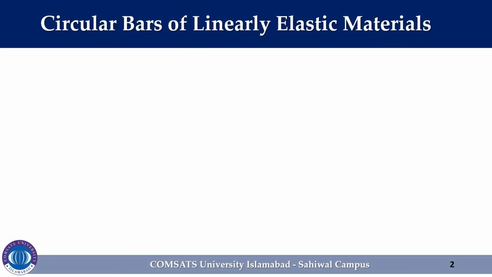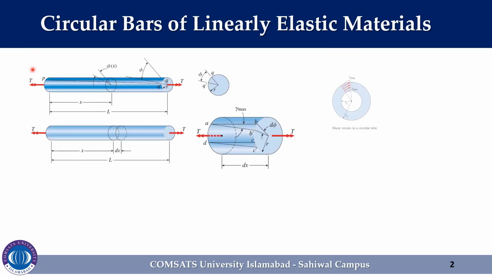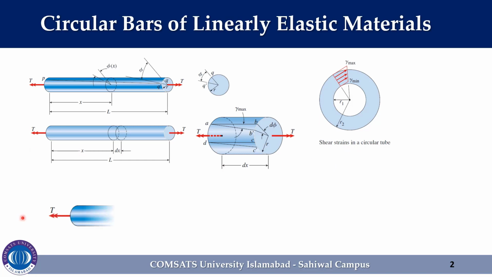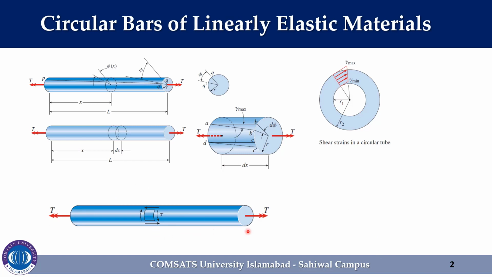So let's start. Circular bars of linearly elastic materials. We already discussed the shear strains in a circular bar in torsion with the help of these figures. Now we are ready to determine the directions and magnitudes of the corresponding shear stresses. The directions of the stresses can be determined by inspection as illustrated in the figure. We observed that torque T tends to rotate the right hand end of the bar counterclockwise when viewed from the right. Therefore, the shear stress acting on a stress element located on the surface of the bar will have the directions shown in the figure.